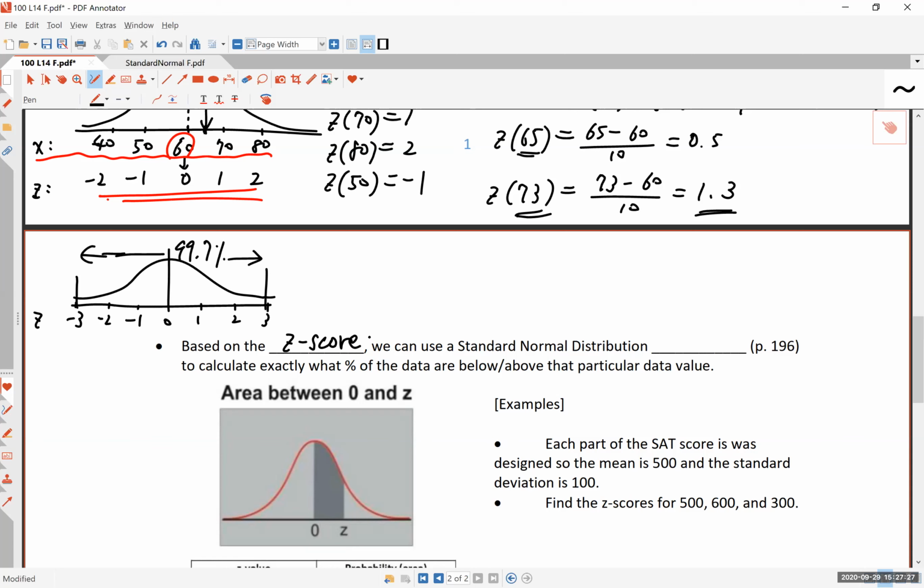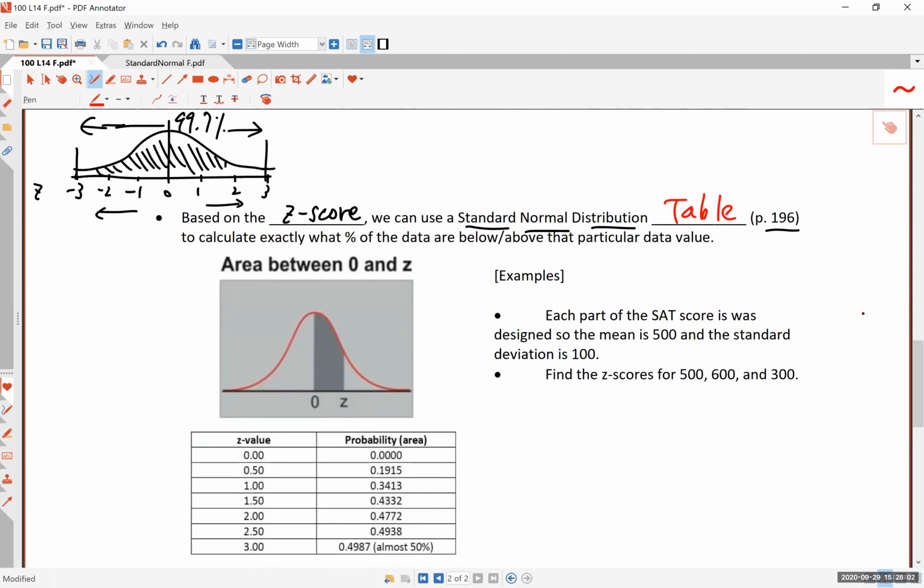Based on the Z-score, we can use the standard normal distribution, and that's the one I just drew here. What makes it the standard is that X could be 60 or 70 or 80 or so on, but when you convert the X scores into Z scores, you always have 0 in the middle, and then 1, 2, 3 above, and -1, -2, -3 below. This is called the standard normal distribution. This is found on page 196 of the book, and it comes with a table.